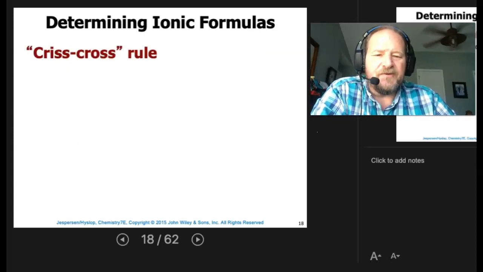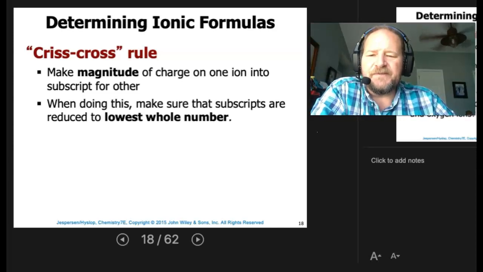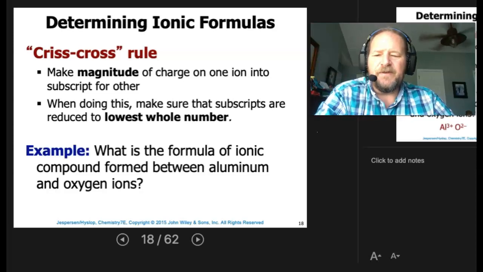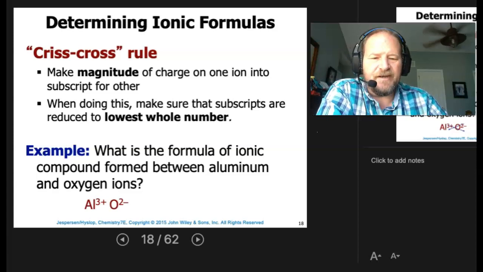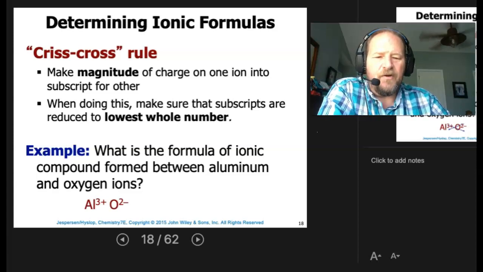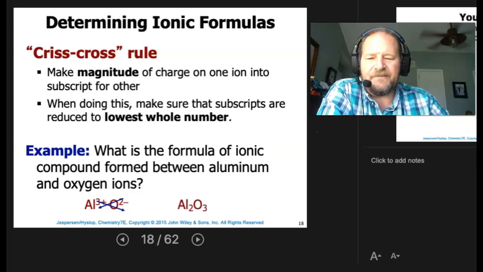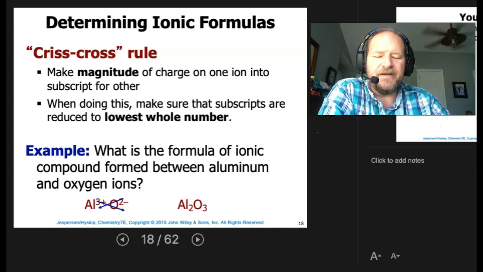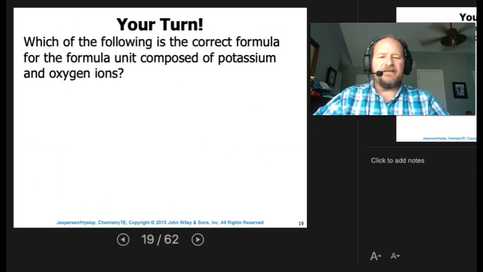If it's not straightforward, sometimes we can use what's called the crisscross rule. We make the magnitude of the charge on one ion into the subscript of the other. So in other words, what is the formula of the ionic compound formed between aluminum and oxygen? I know aluminum is a +3 and oxygen's a -2. Now I'm going to omit the charges and just look at the value of the number. I'm going to take the 3 and cross it down to the oxygen, and take the 2 and cross it down to the aluminum. And so the formula becomes Al2O3. Again, if you've had chemistry before, you're probably used to these techniques, right? If not, then we'll give it some practice.